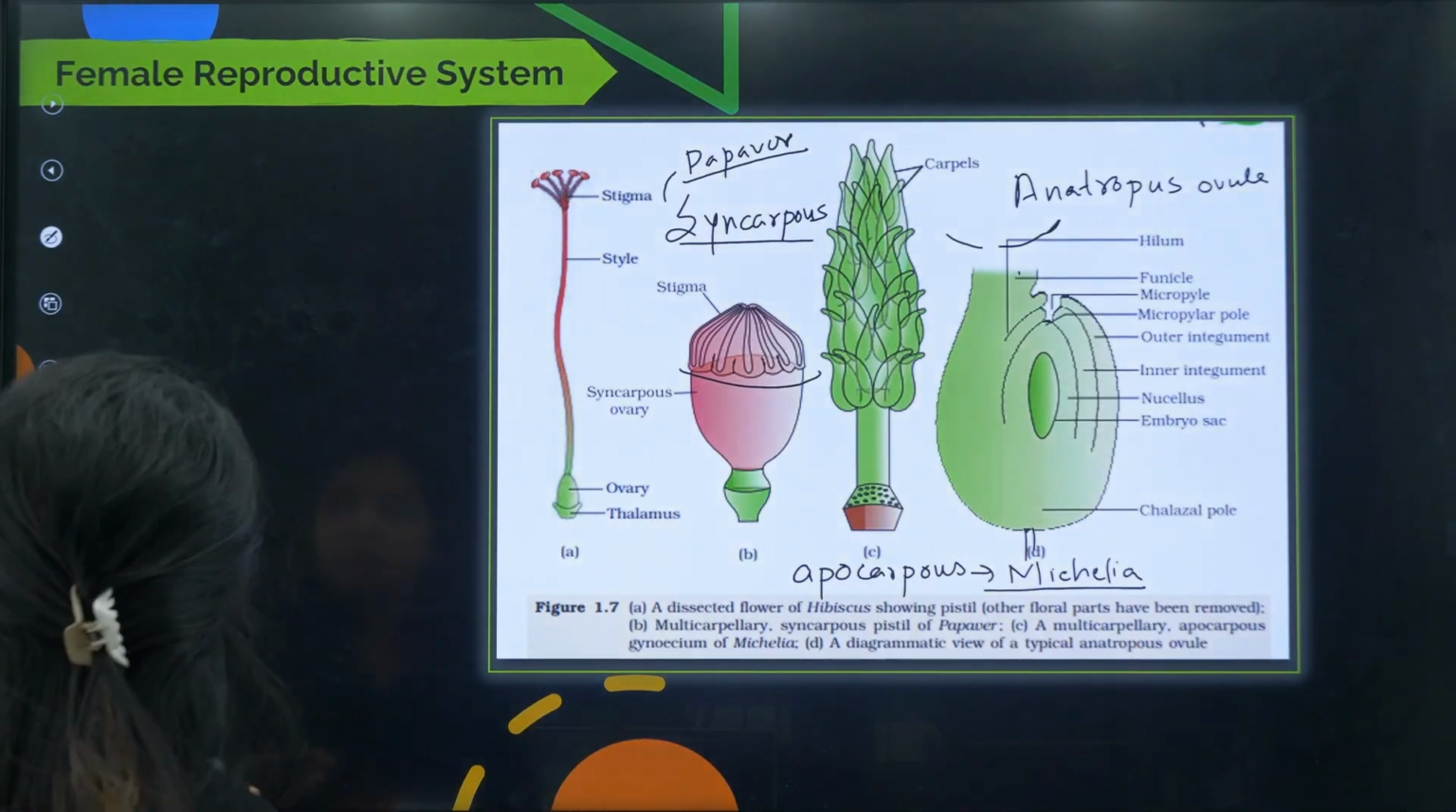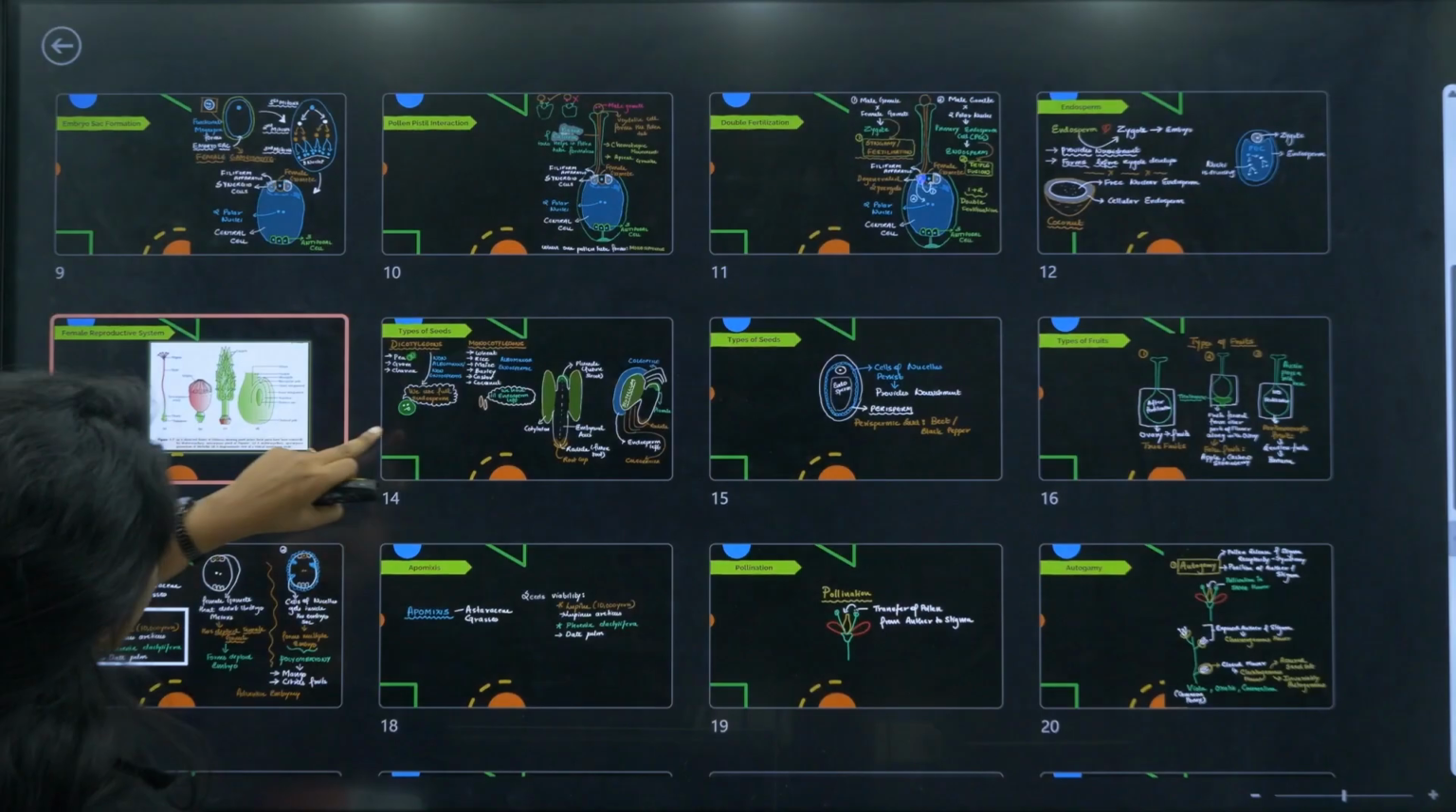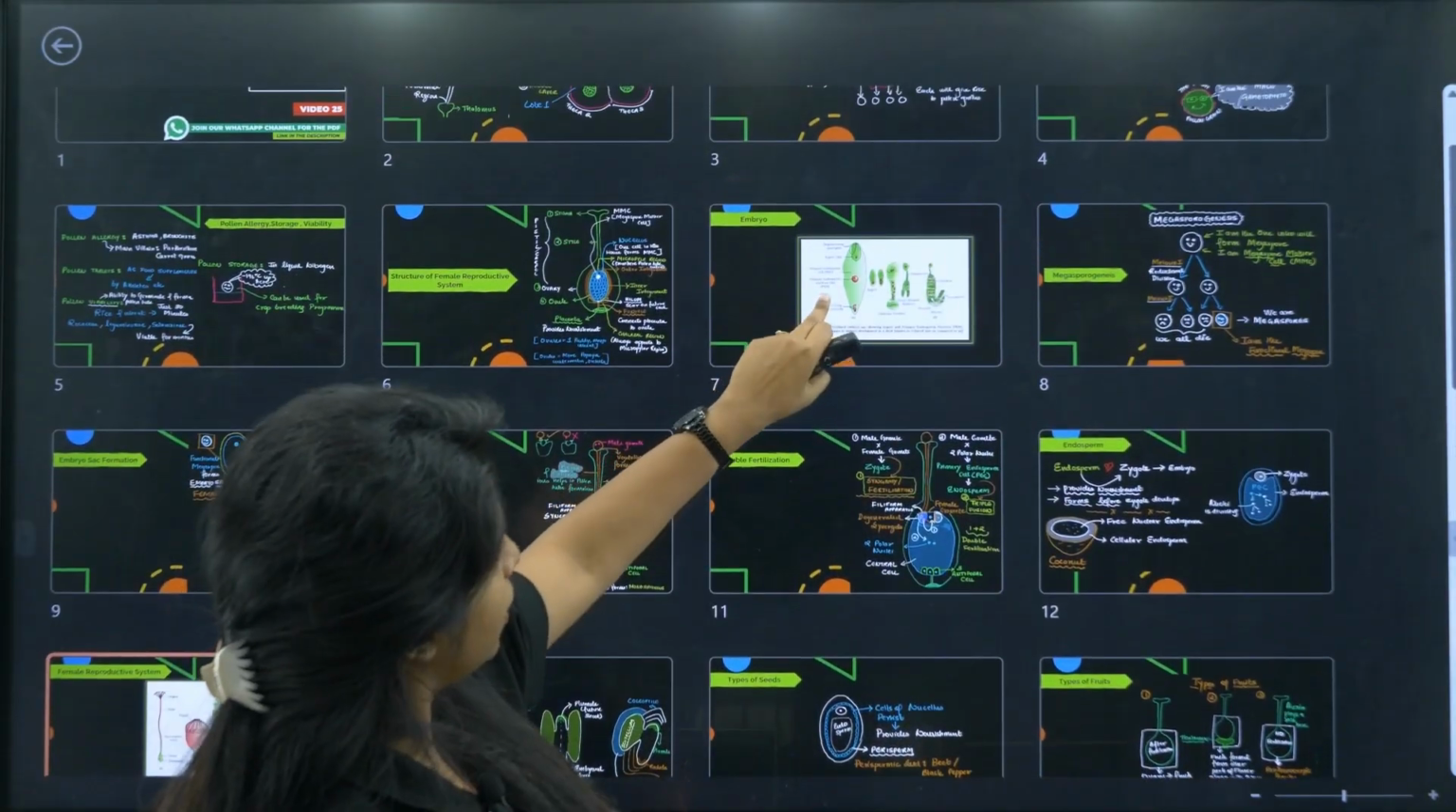Now, it should not come. It has come. So, I'm going back and I'll arrange this and give you.